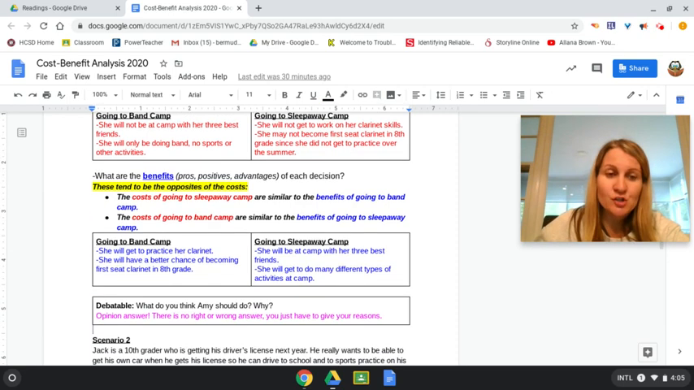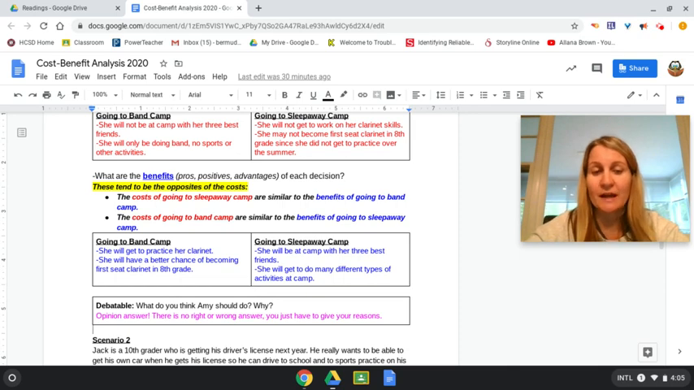And then at the end, you'll have a debatable question where you need to answer what you think the person should do, in this case, Amy. This is an opinion answer. There's no right or wrong answer. You just have to give your reasons. So again, this is weighing 2 sides, the costs and the benefits. Which one do you think outweighs more? And you make that decision.